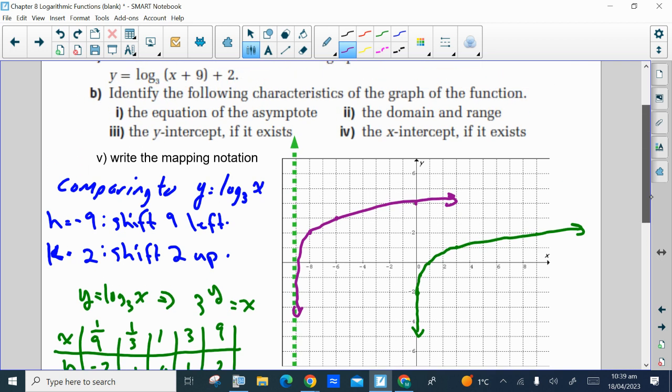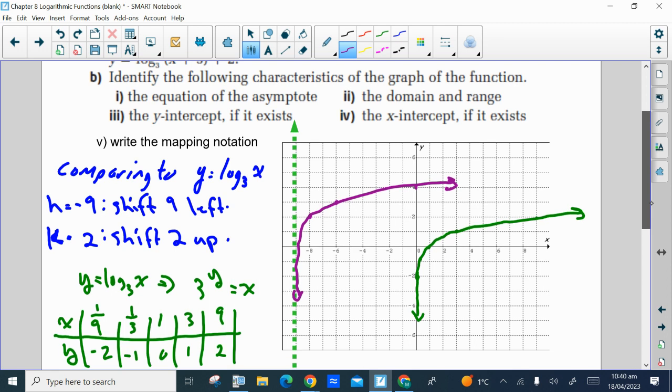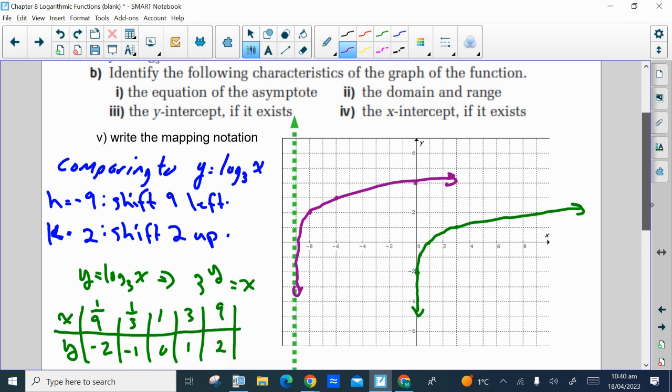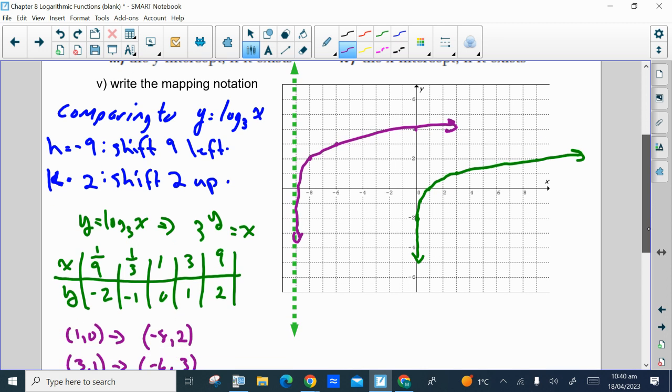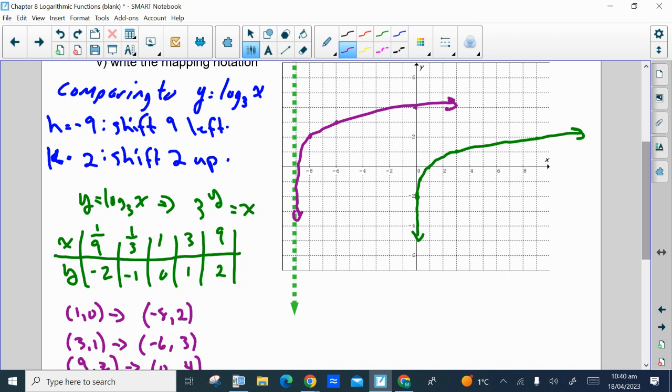We're also asked to identify those characteristics. Equations of the asymptote, domain, range, y-intercept if it exists, and x-intercept if it exists. So, part B, the first part is asking for the equation of the asymptote. Well, remember, it's a line. And an equation has a variable and it has an equal sign. The equation of the vertical asymptote is the line x equals negative 9.